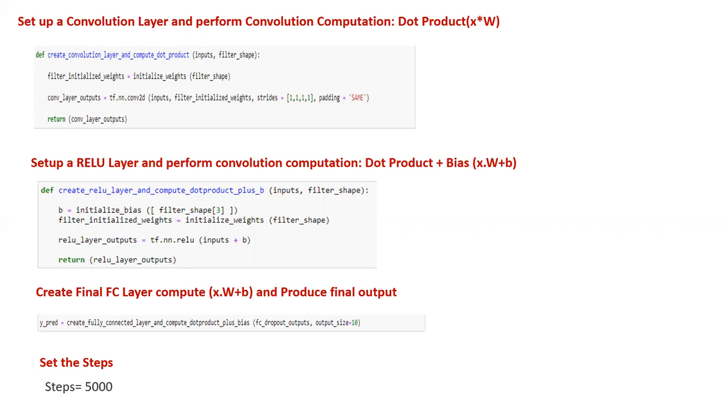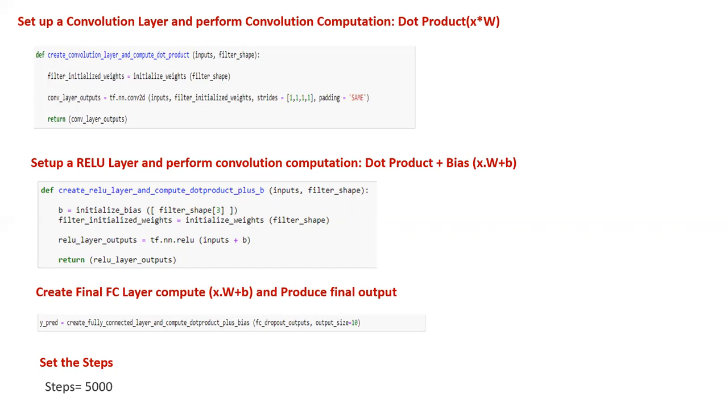dot product plus bias. So the first one works only for dot product, but the second one works for dot product and the bias. So create the final fully connected layer, compute x dot w plus b, and produce the final output. So this is the command to create a fully connected layer.